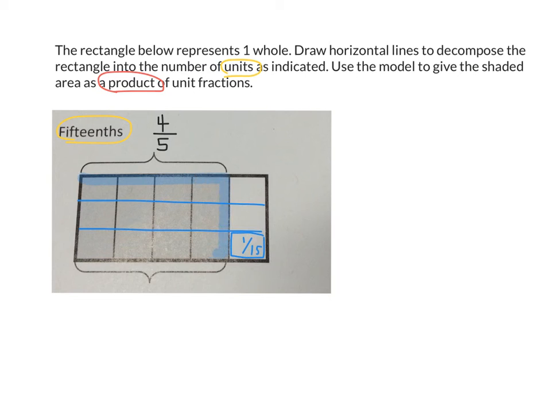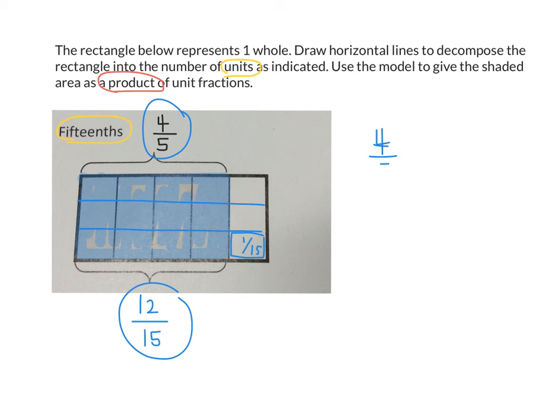Now, how many 15ths then are shaded in? This is the part that's shaded. How many 15ths are shaded in? Sachi? 12. So I can show that I have 12 15ths that are shaded in. That means that 4/5 is equal to 12 15ths, because the same amount was shaded in.